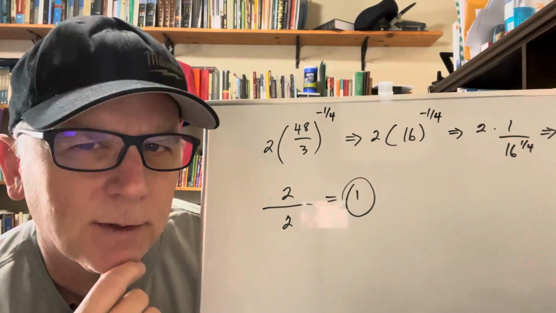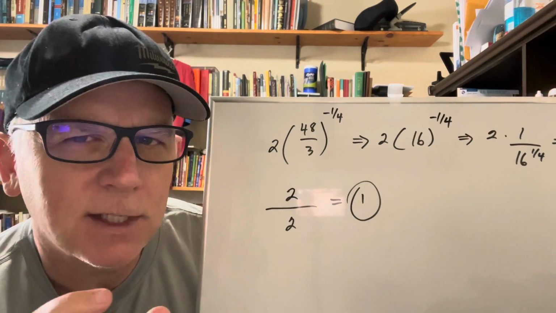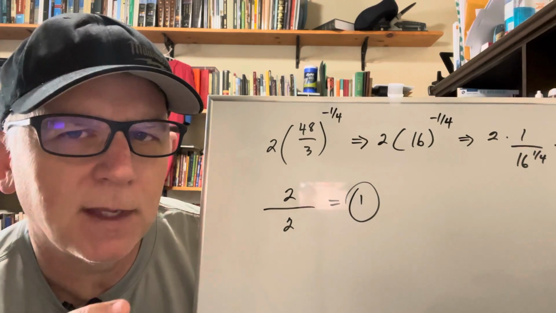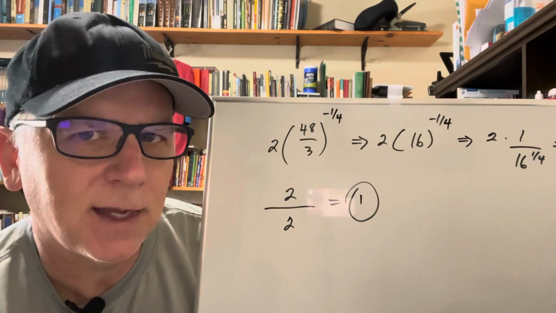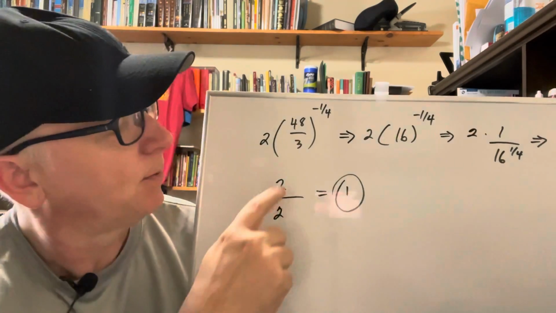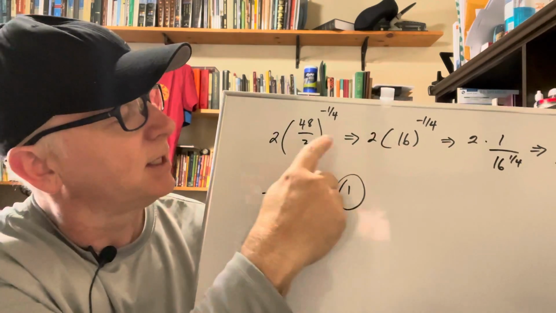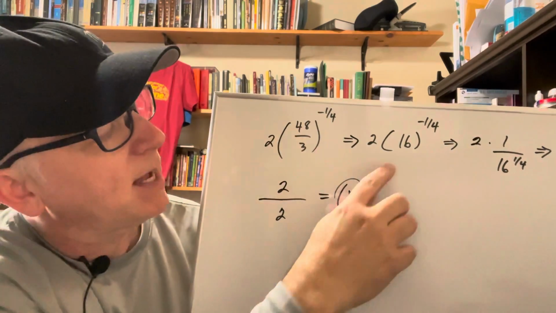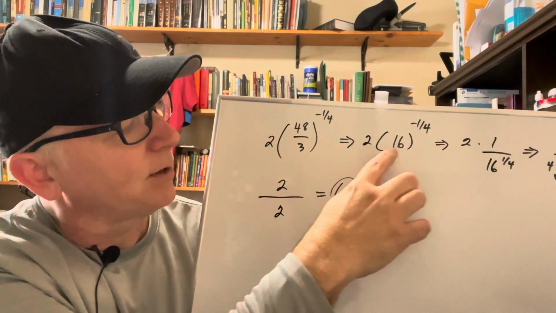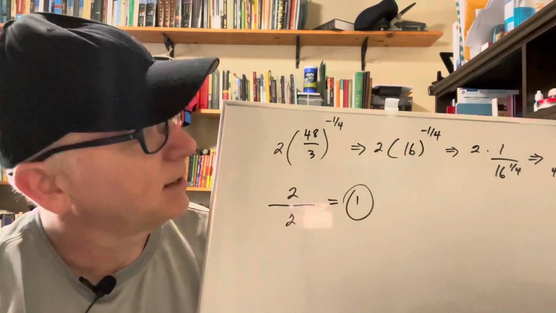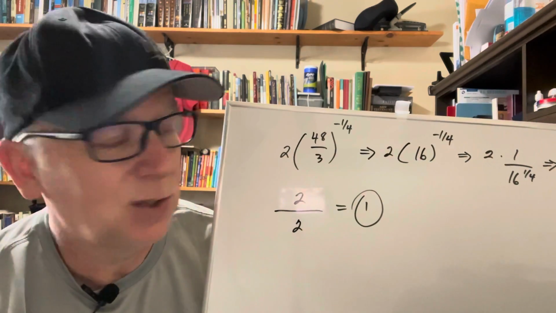I want you to remember that anything raised to a negative exponent is 1 over that same thing raised to a positive exponent. So from here, I'm going to go to this step because 48 divided by 3 just happens to be 16. So that's the first step that I can take. Since it's divisible, I'll go ahead and do that.